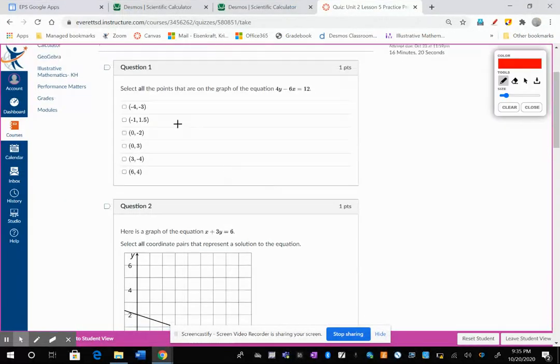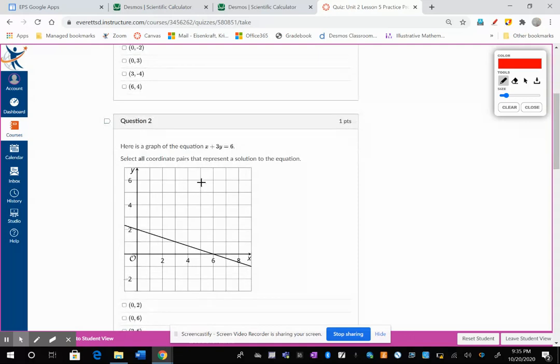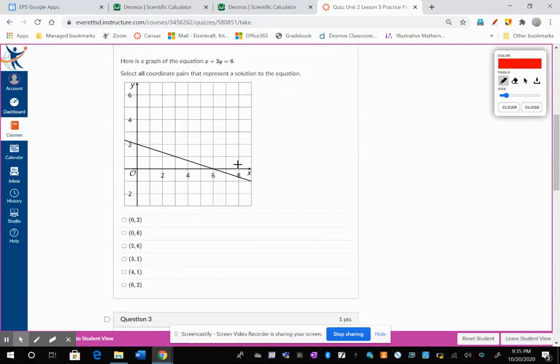Let's go to question number 2. Thank goodness there's a graph for us. It says select all coordinate pairs that represent a solution. A solution means the ordered pair would fall on the line. We could check algebraically, but it's probably just as easy to check the point. So 0, 2. Hey, that's on the line. That's good. 0, 6. It's really easy to get that mixed up and go over here. But remember, when you do ordered pairs, it's over, then up.